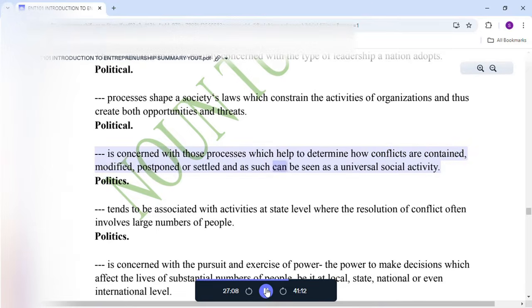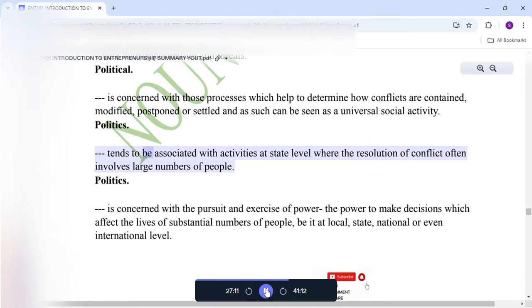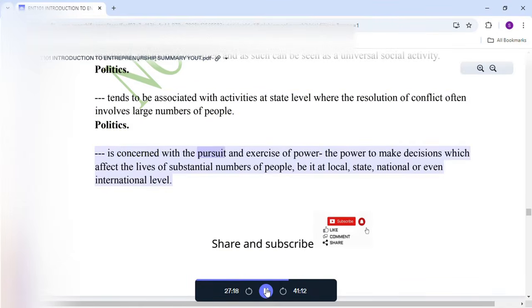Politics is concerned with those processes which help to determine how conflicts are contained, modified, postponed, or settled, and as such can be seen as a universal social activity. Politics tends to be associated with activities at state level where the resolution of conflict often involves large numbers of people. Politics is concerned with the pursuit and exercise of power, the power to make decisions which affect the lives of substantial numbers of people, be it at local, state, national, or even international level.